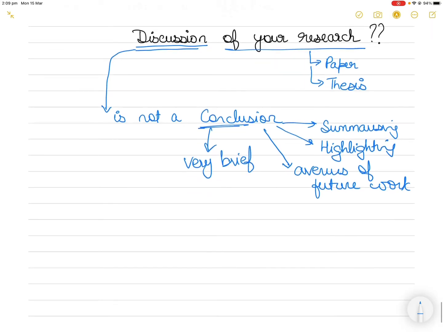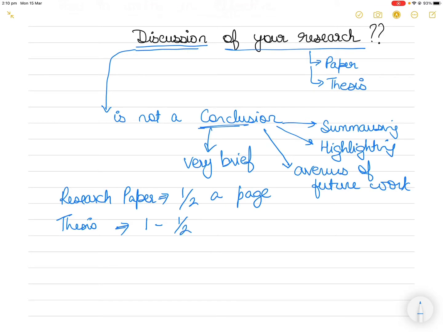All right, so even if it's a research paper, it should probably not be more than half a page. This is just a recommendation. Of course, you can go up to a page. Some people write more than a page, but I would prefer that a conclusion should not be more than half a page. And if it's a thesis, then not more than 1 to 1.5 pages, maximum I think 2 pages long.